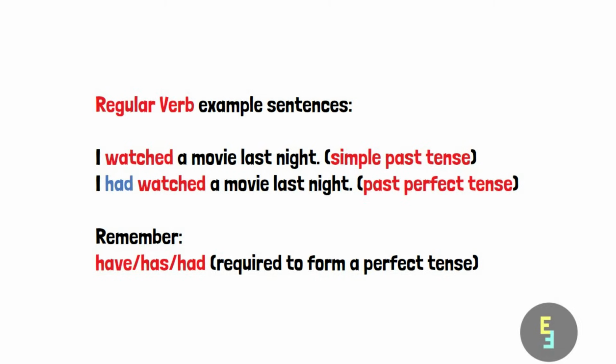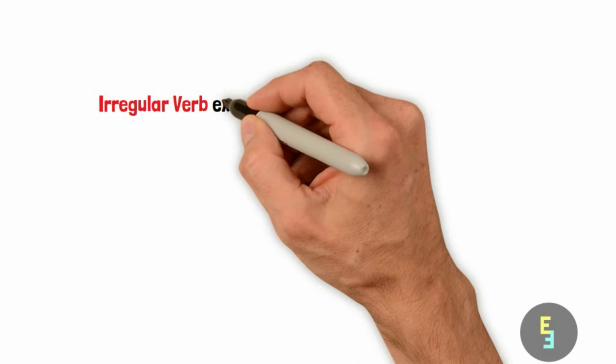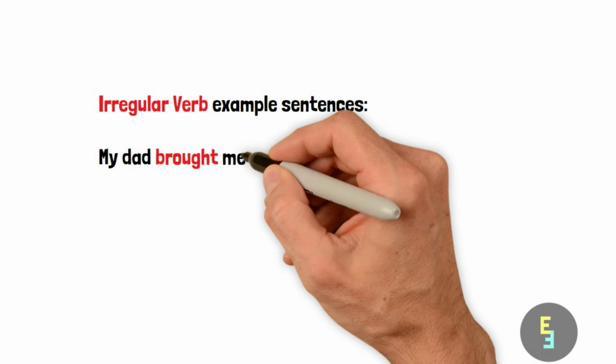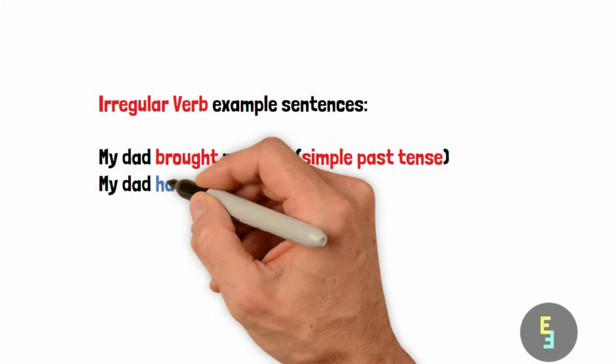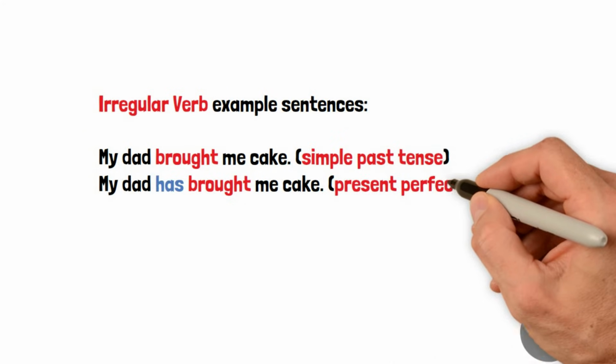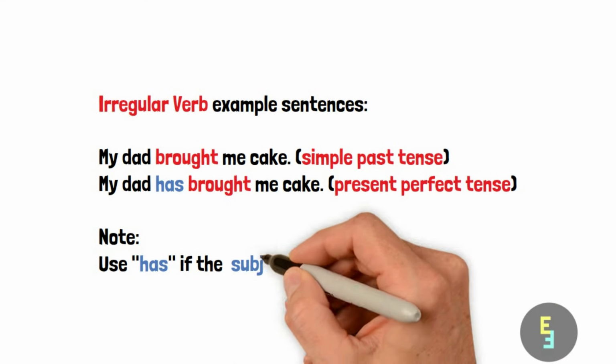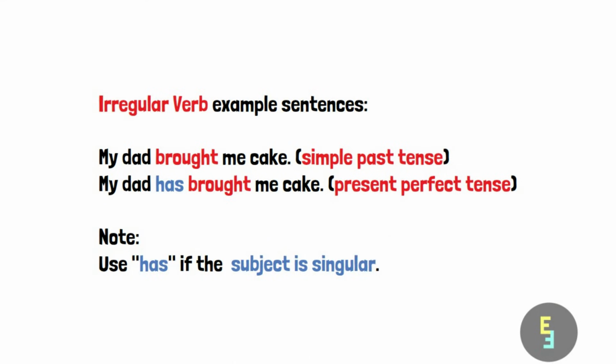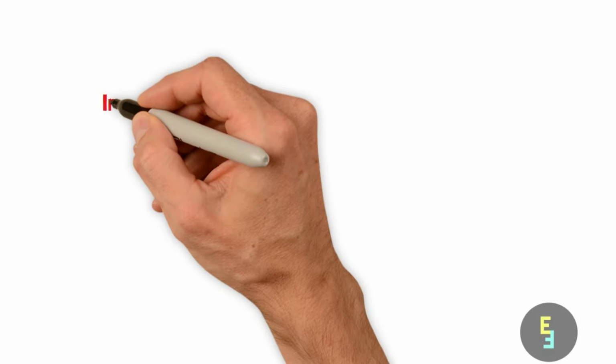Let's see another example. My dad brought me cake. My dad has brought me cake. In here, the first example is in simple past tense, while the second example is in present perfect tense. We use the word has since our subject, my dad, is singular. Notice that although this verb is irregular, it has the same spelling when used as both past tense and past participle.